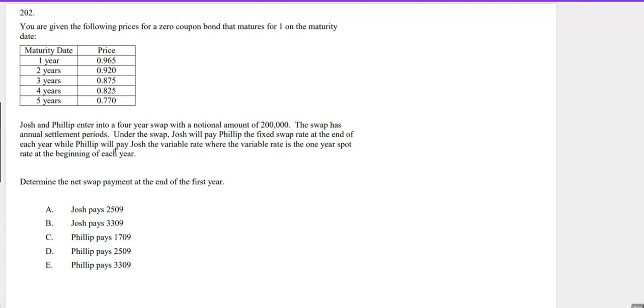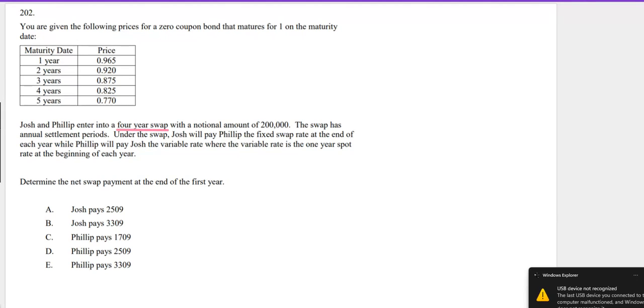So we have a 4-year swap, so that fifth year is kind of extraneous information here. The notional amount is $200,000, and hopefully you have a little bit of background on what an interest rate swap is. You're just swapping the interest rate payments, a fixed one for a variable one. So before we find the net swap payment at the end of the first year, we need to find the fixed interest rate, the swap interest rate.